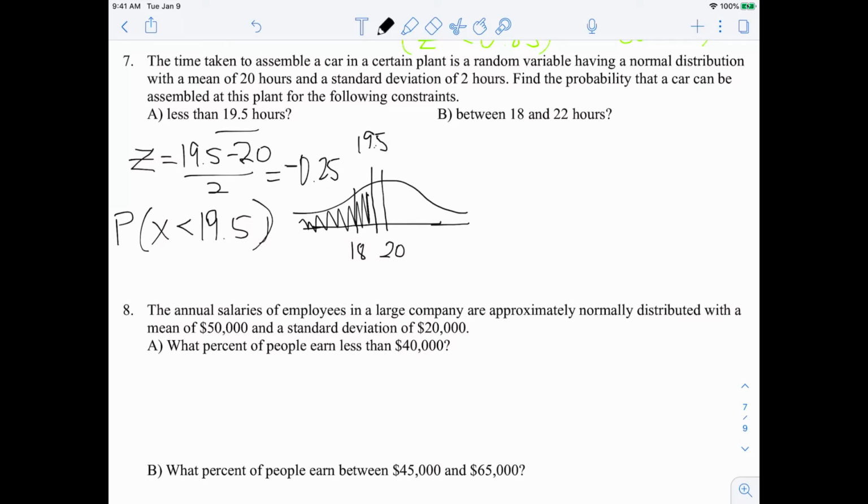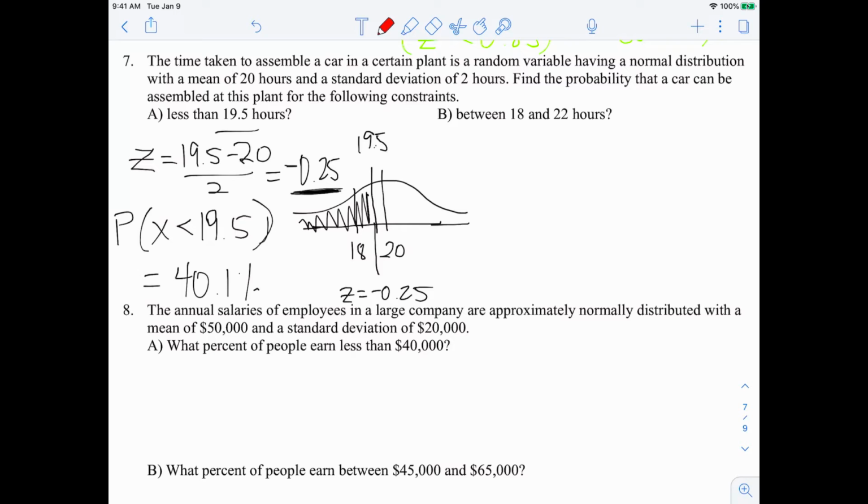So again, I can either use the calculator or the table. If I use the calculator, my lower bound would be negative 99. My upper bound would be negative 0.25. Okay, because that cutoff also gives me that z equals negative 0.25. And if I do that, I end up with a probability of 40.1%. So there's a 40.1% chance that they can get the car assembled in less than 19 and a half hours.